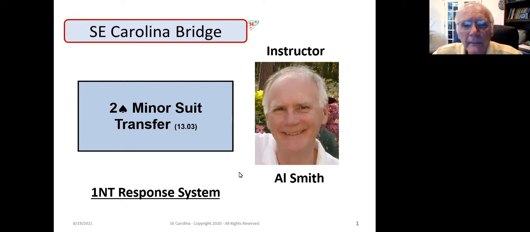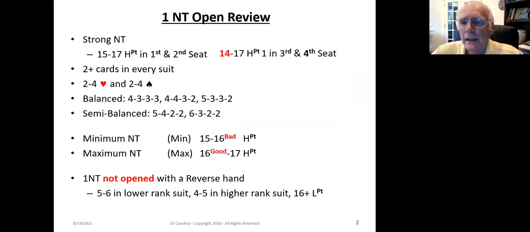Welcome to lesson number 3 in the One No Trump response system course. Today, we're going to talk about the convention of using two spades as a transfer to the minor suits. Okay, just as a quick reminder, we've gone through this twice before, but it's worth doing it again.